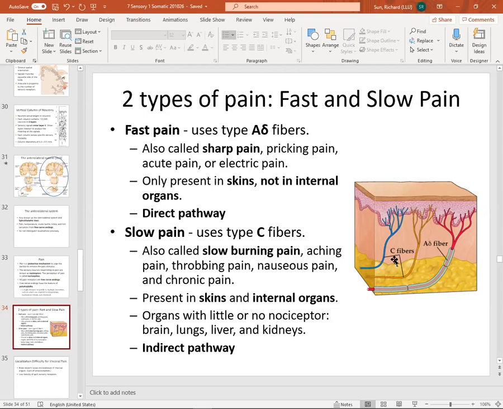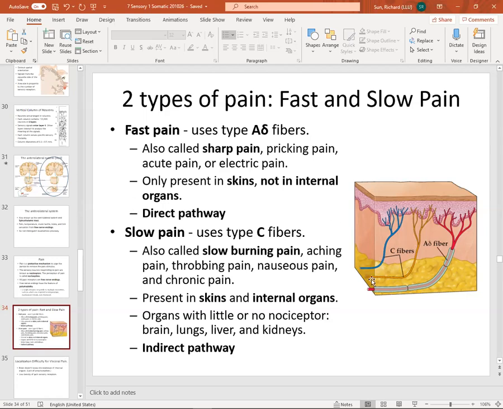We can also find pain in the internal organ. That will be the type C one. So in the skin, we have A delta and C. In the internal organ, it will be only C. So in the skin, when we get pain, it will be fast pain plus slow pain. Fast pain uses A delta. It's also called sharp pain, pricking pain, acute pain, electric pain. A delta is only in the skin, not the internal organ. C is in the skin and the internal organ.